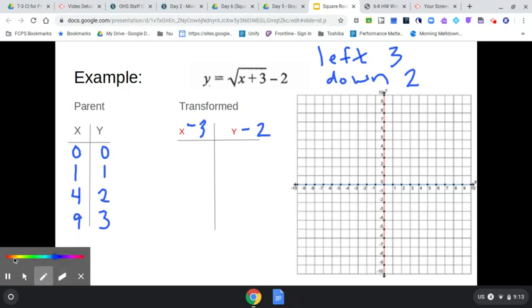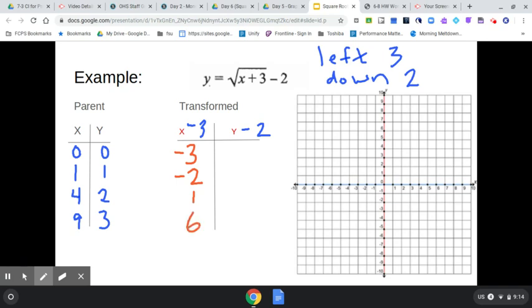Okay, so looking at my points here, my x values were 0, 1, 4, and 9. We just said that we're going to subtract 3 from each one of those. So my first x value is 0. If I subtract 3, I get -3. My next x value is 1. If I subtract 3, that's -2. My next x value was 4. If I subtract 3, that gives me 1. And 9 minus 3, that gives me an x value of 6.